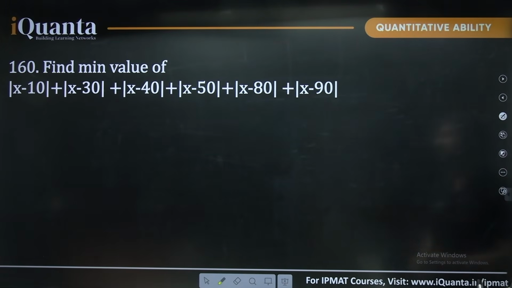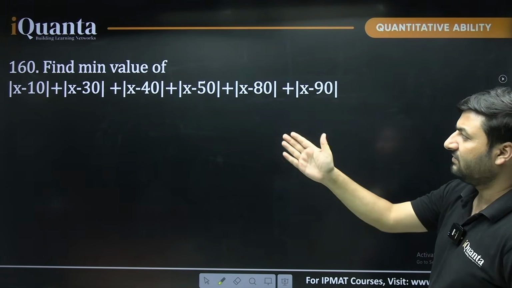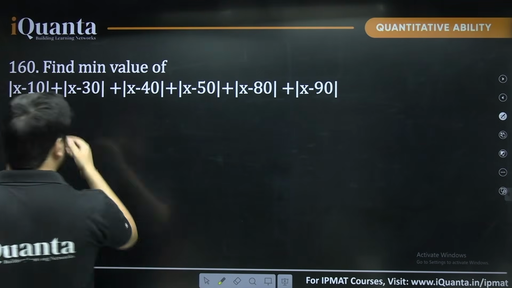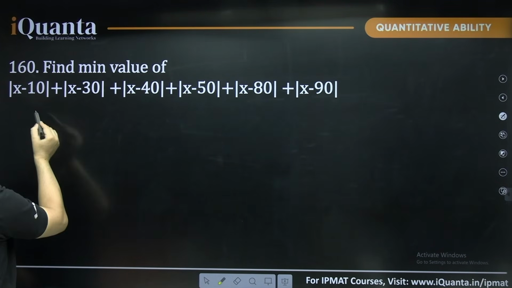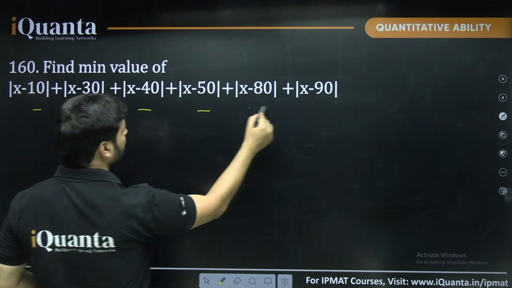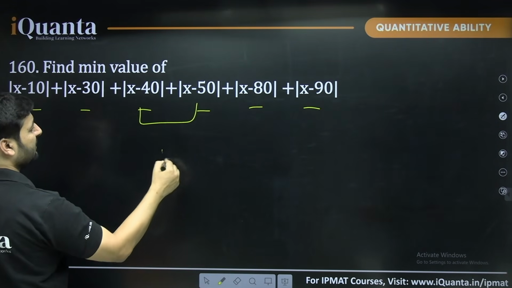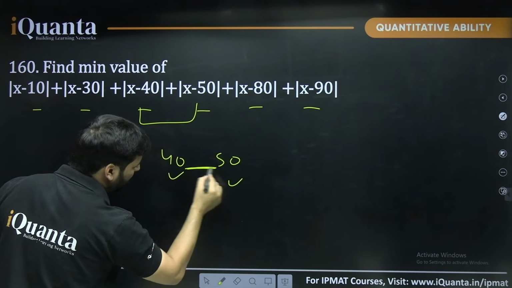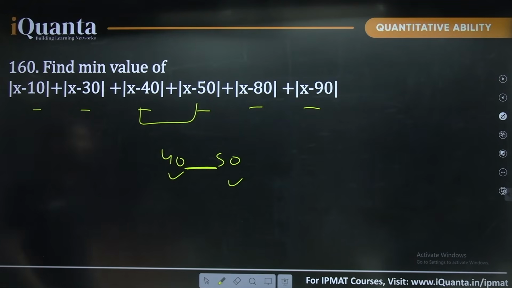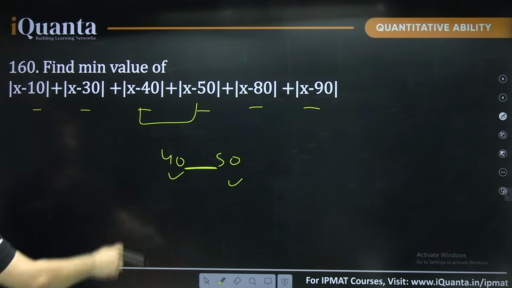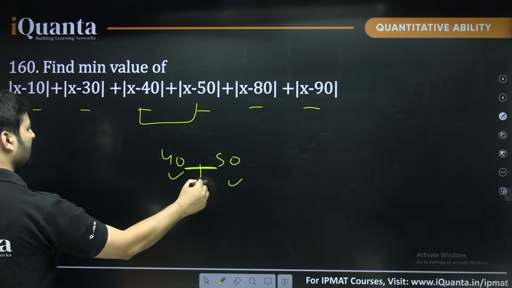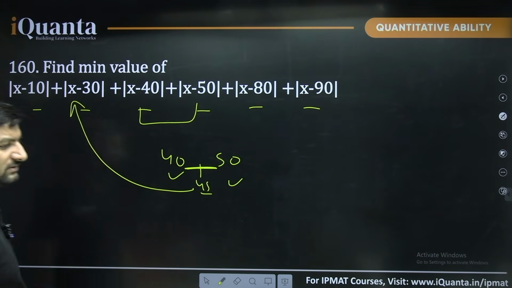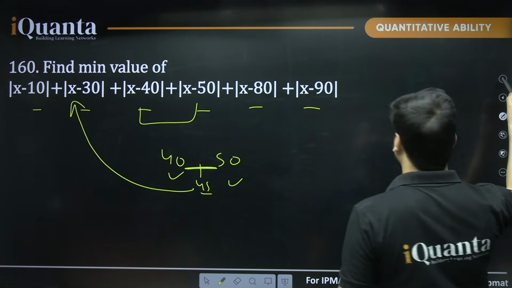We have to find the minimum value of this, 10, 30, 40, 50, 80, 90. Now here there are infinite such values of x. Why? Because how many critical points do we have? 1, 2, 3, 4, 5, 6. So these two will be the median ones, 40 and 50. So at 40, at 50, or any value of x between 40 and 50, you will get the minimum value. So put any value of x between 40 and 50, say take the middle value, that is 45. Put x equal to 45 into this, you will get your answer. This is also very easy.